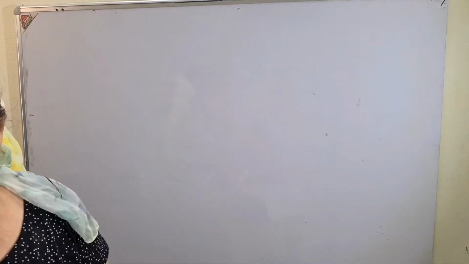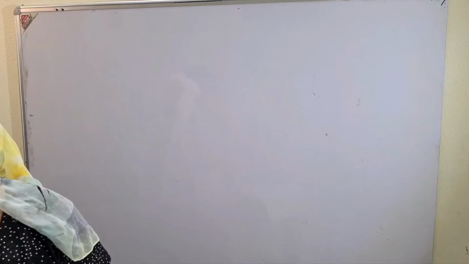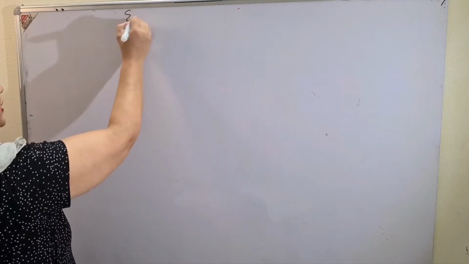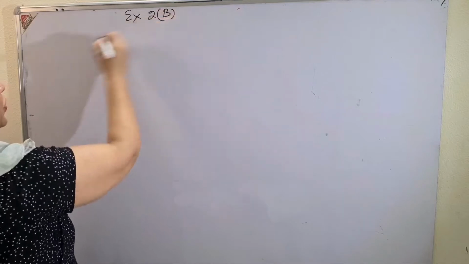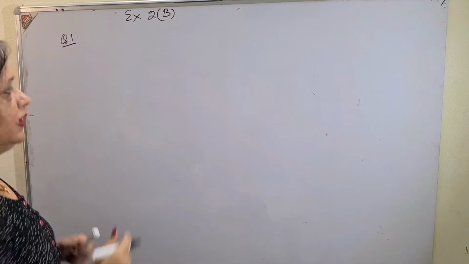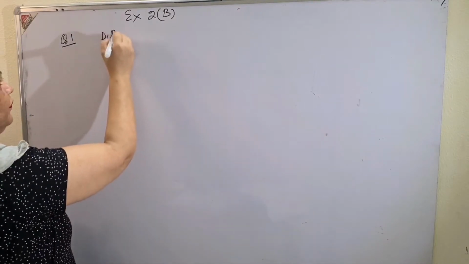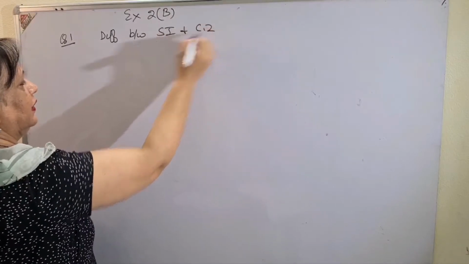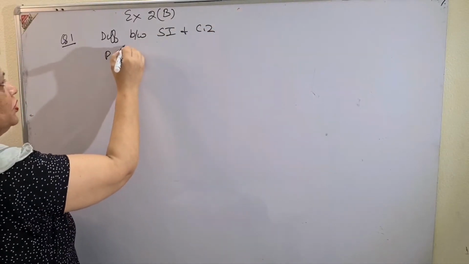Question number 1 of exercise 2B. Now try to understand the language first. He says calculate the difference between SI and CI on rupees 4,000. Very simple, children. Question number 1, exercise 2B. Difference between SI and CI, where P is rupees 4,000.